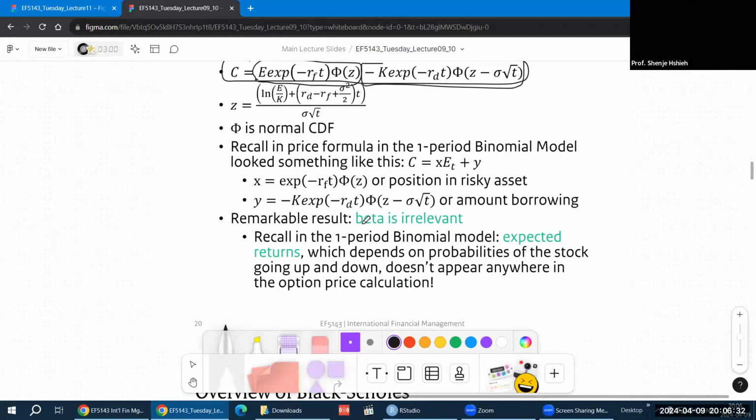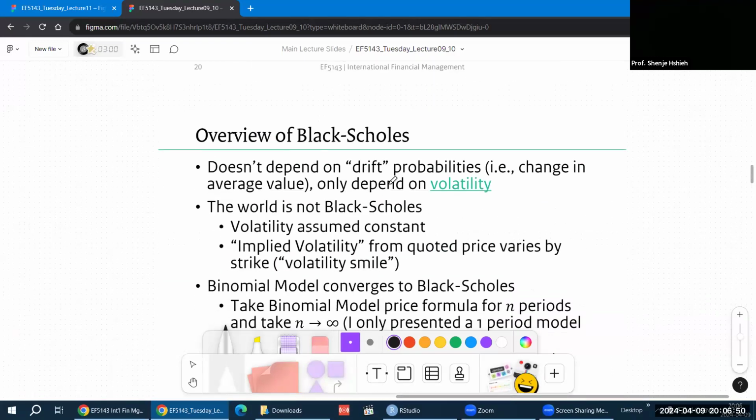All right. So to summarize the remarkable result, beta is irrelevant. Where is the expected return in the formula? It's not there, right? That's the Nobel Prize winning finding, that beta is irrelevant to the price of the option contract. And lastly, it doesn't depend on drift probabilities or change in average value. So there's no drift term. The only thing that matters is the volatility, right? The expected returns of the asset don't matter. If you expect the mean to move, it doesn't appear in the asset pricing model.